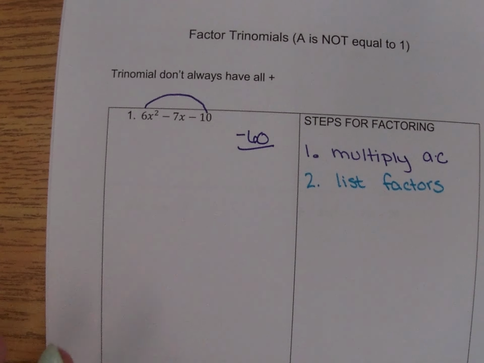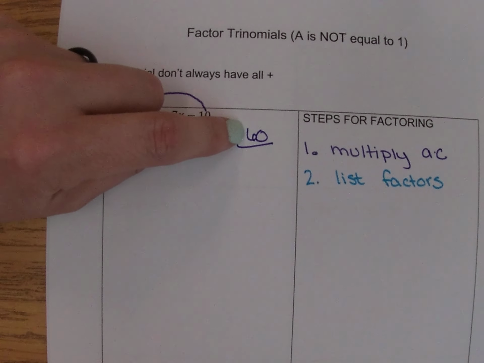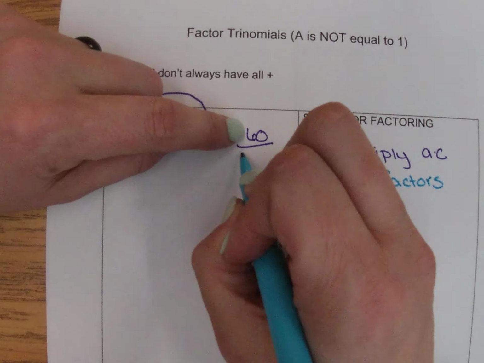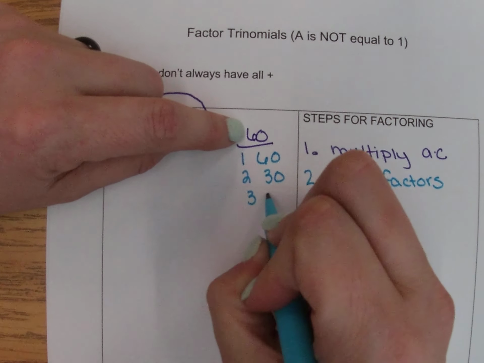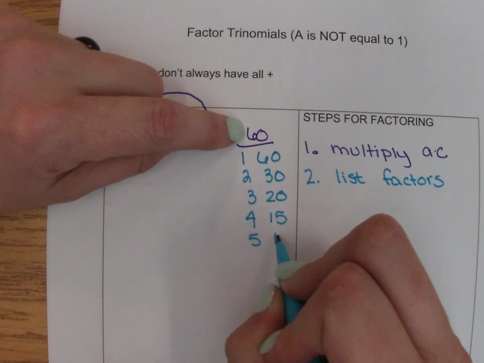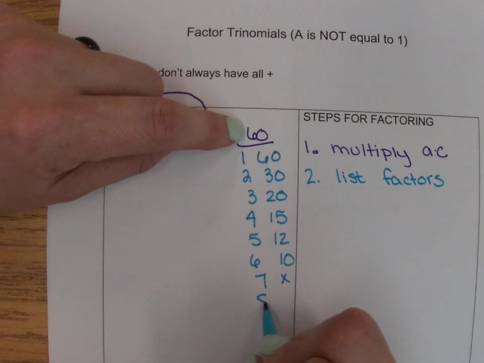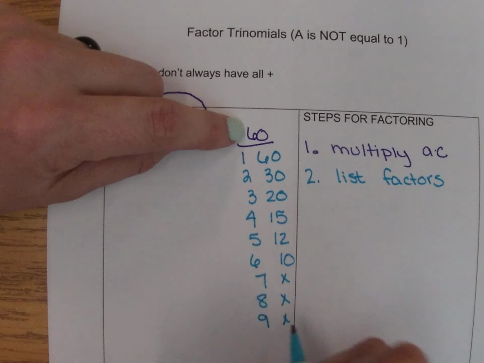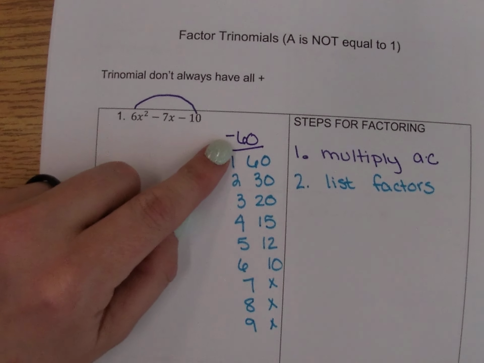Now I'm going to give you a little bit of a cheat. What I do in my brain is I ignore the negative and I just start listing like we were yesterday. 1 and 60, 2 and 30, 3 and 20, 4 and 15, 5 and 12, 6 and 10, 7 and nothing, 8 and nothing, 9 and nothing. Now, the next thing that I do is I consider that this is negative.